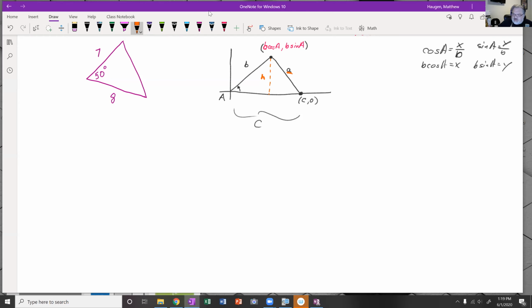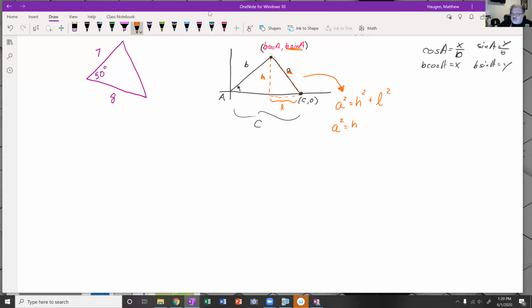Well, it's in this big right triangle here. So for that right triangle, Pythagorean theorem should hold. So that A squared should be equal to that height squared, plus this length, which for a minute here I'm going to call L squared. But the nice thing is we know that height. That height is B sine A. That's the y value there.